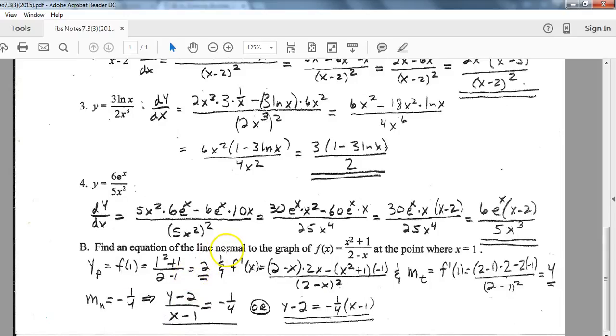Again, keep in mind, because of the word normal, we're not using 4, we're using negative 1 over 4. So don't forget that step. That's a really common mistake on our tests. So here we are with the point slope setup, and then clean that up as much as you can.